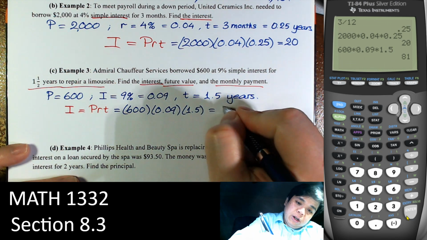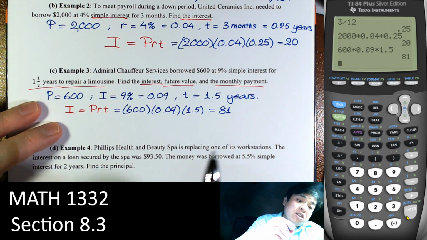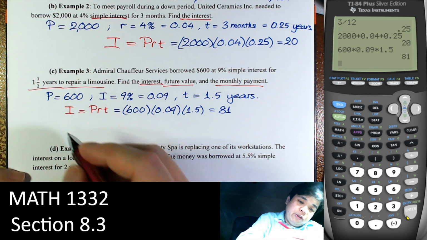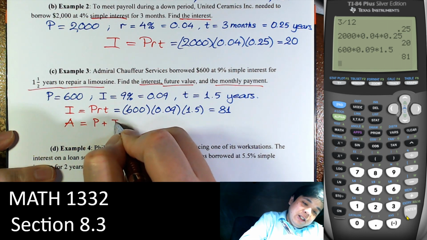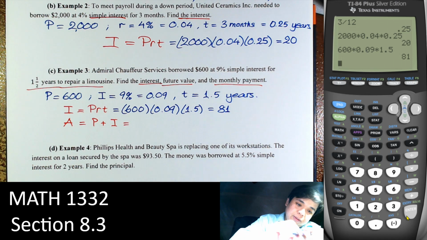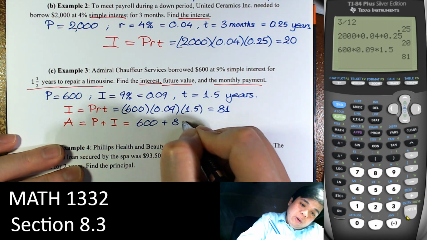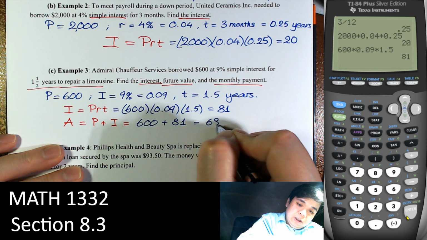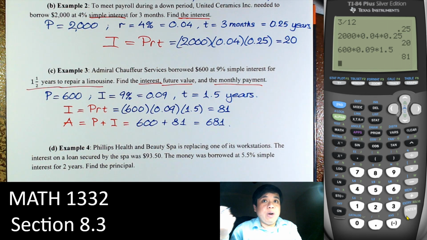Give us 81. So that's the $81, the interest. Next, find the future values. Got the future values after 1.5 years: 600 plus 81. Right. So that means in 1.5 years we have to pay that much.